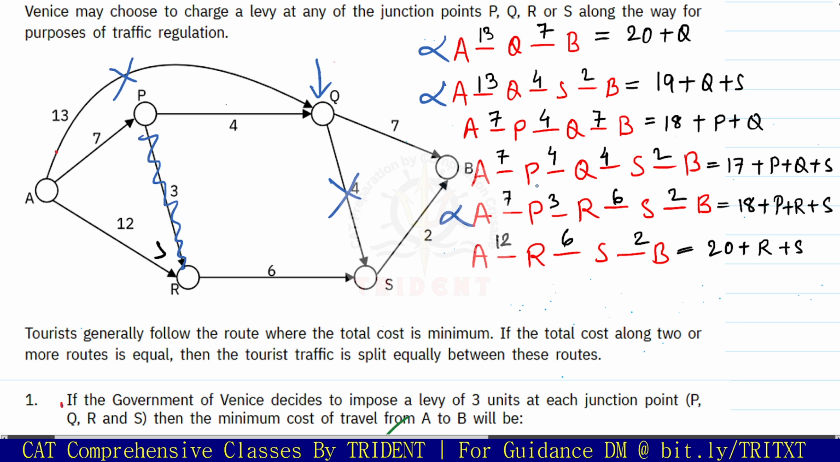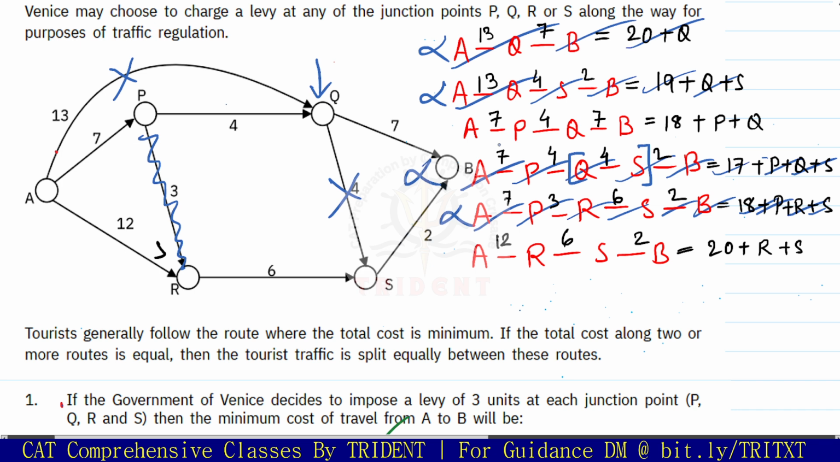There is a PQ route. Okay, and please pay attention to this part, QS. Again, QS is something that you need to eliminate, so this is also something that one can eliminate. So we are eliminating this part, this part, and this part. So we are effectively left with just two routes: APQB, and the other one ARSB.